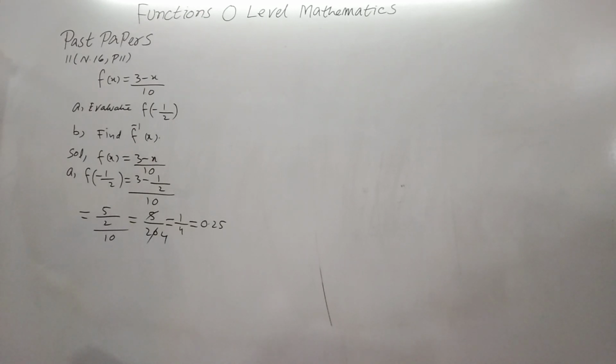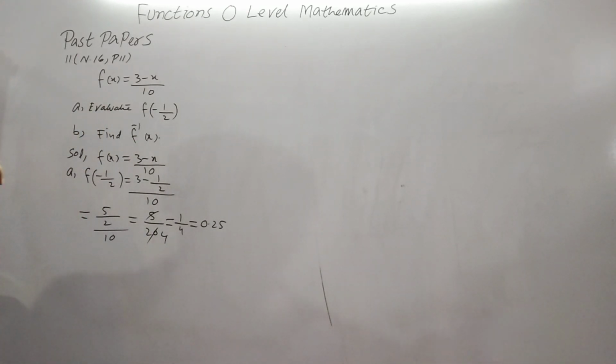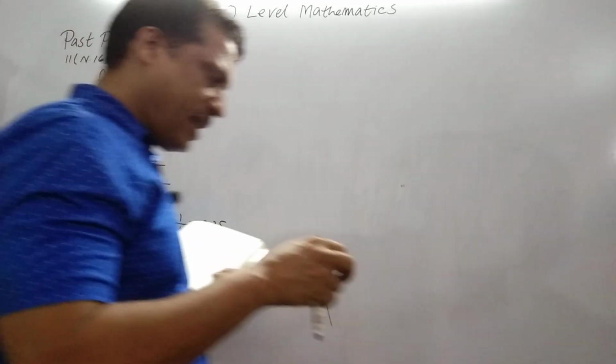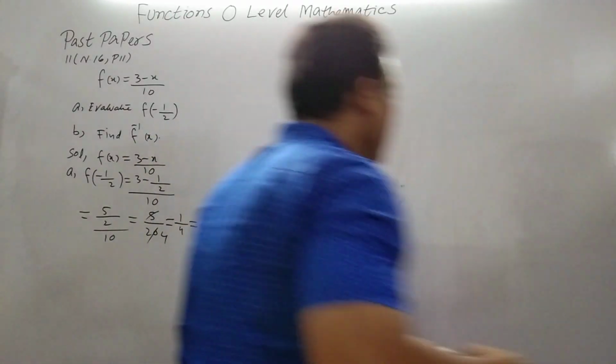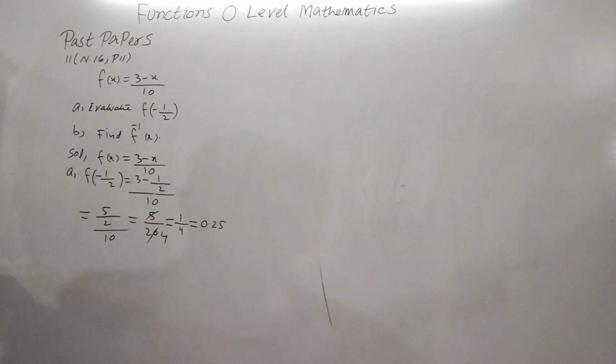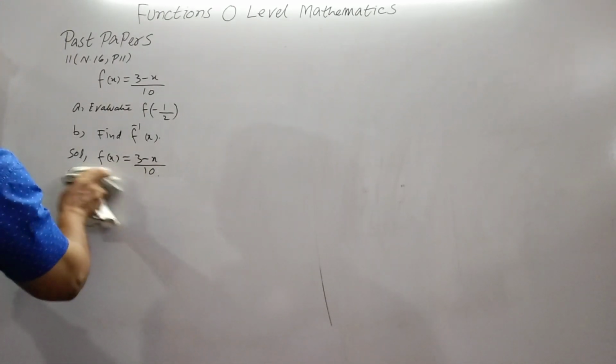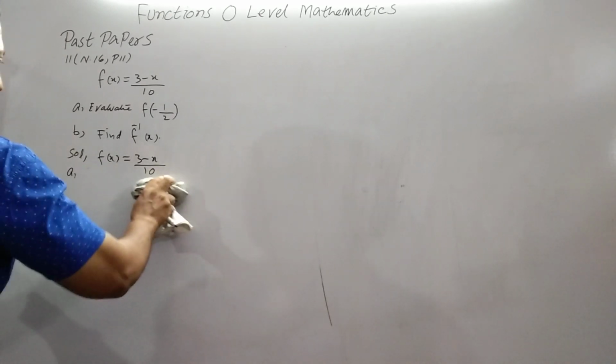I hope you understand how we find the value of f of minus 1 upon 2. Sorry, I made a big mistake. What mistake? See carefully. Actually, I forgot to write minus 1 upon 2. I just wrote 1 upon 2. This is wrong. So I am doing part A again. Extremely sorry.